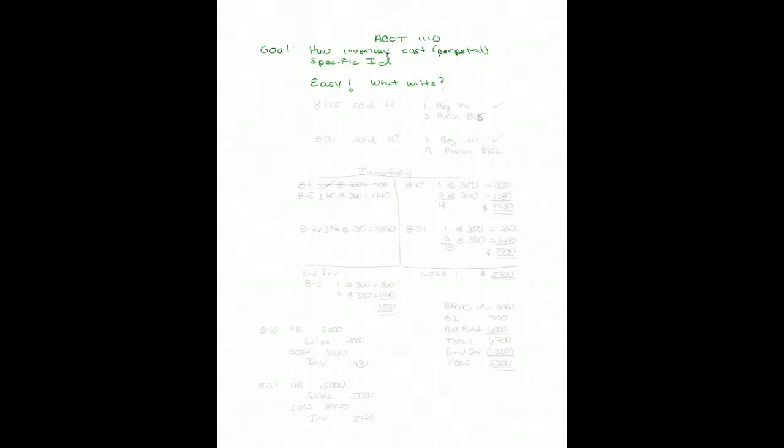In our chapter, they tell us the sale on 8/15 where we sold 4 units. That one was for beginning inventory, and that 3 were from the purchase on 8/5. And that when we sold on 8/31, when we sold 10 units, 1 was from beginning inventory, and the other 9 were from the purchase on 8/26.